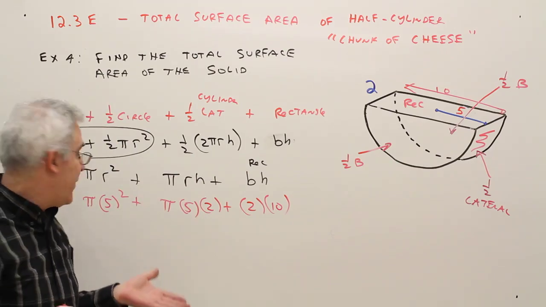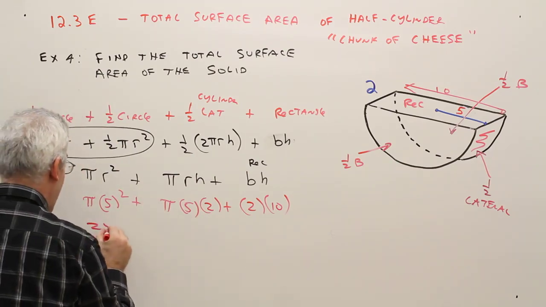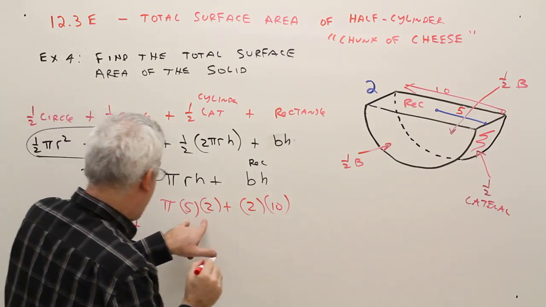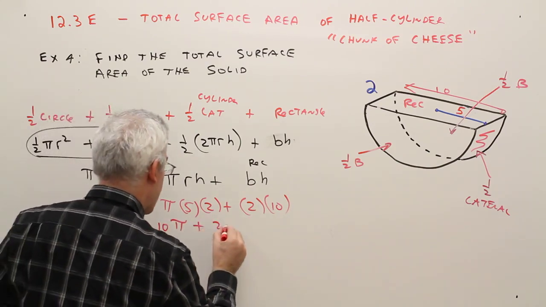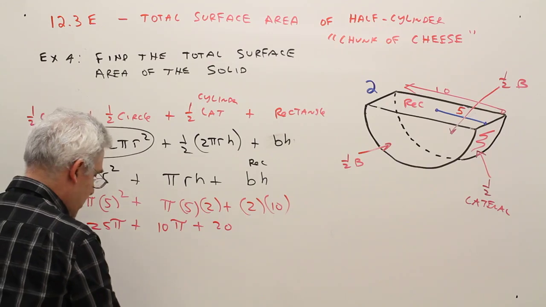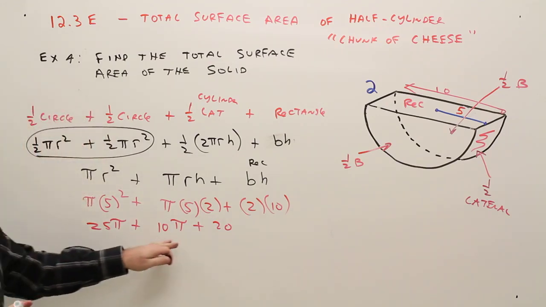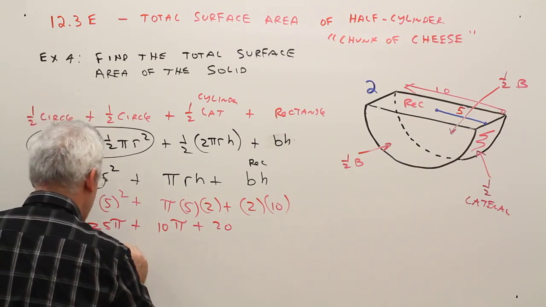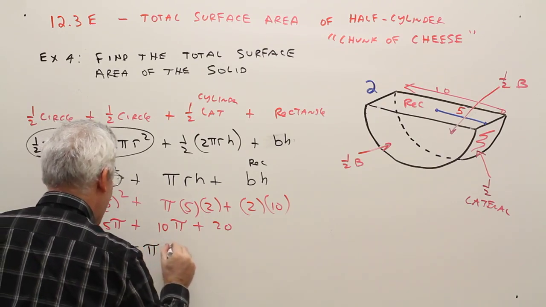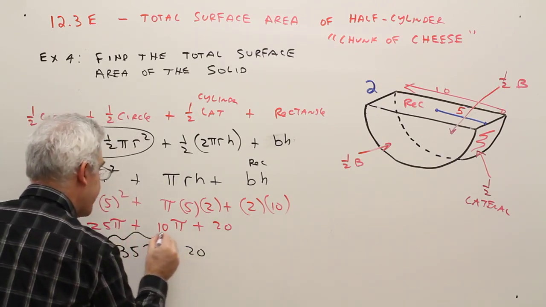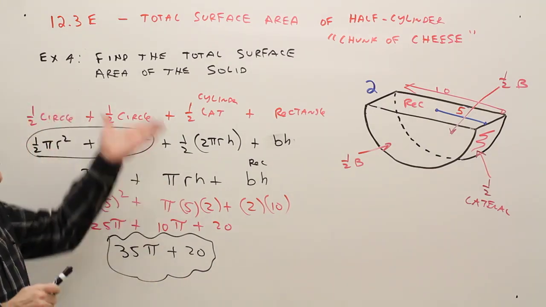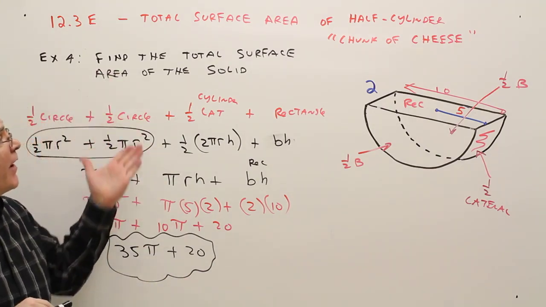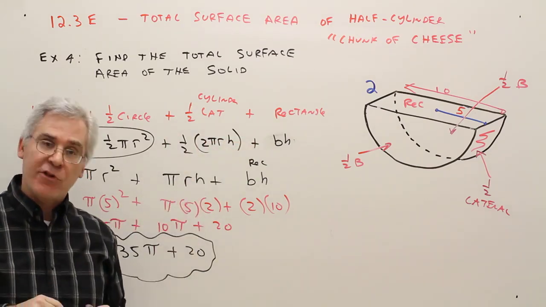And now I just have to add these all up. So this is going to be 25 pi plus 10 pi plus 20. And then I'll add my like terms: 35 pi plus 20. So there you have it. How to find the total surface area of a half cylinder or a chunk of cheese.